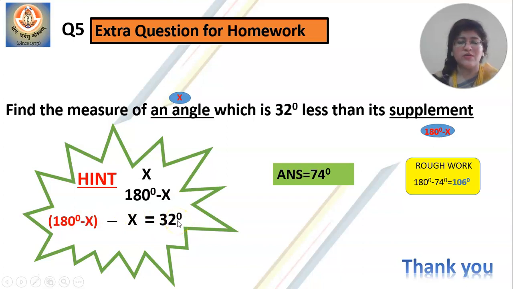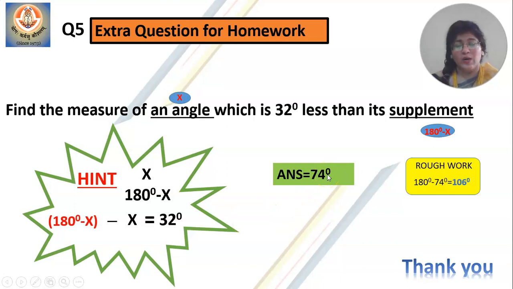All you have to do is look at first whether the question is on supplementary or complementary. It is on supplementary angles. You don't know what the angle is, so you can take it as x degrees. Its supplement will be 180 minus x. They have mentioned that x is less than this, so take the greater angle, 180 minus x, first. The difference between this and x is 32. When you solve it, students, you will get it as 74 degrees.